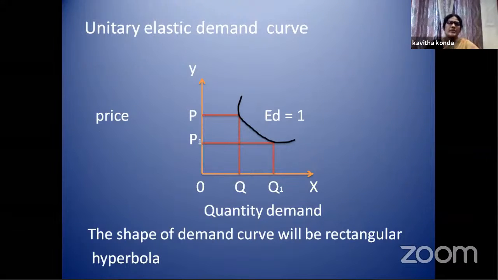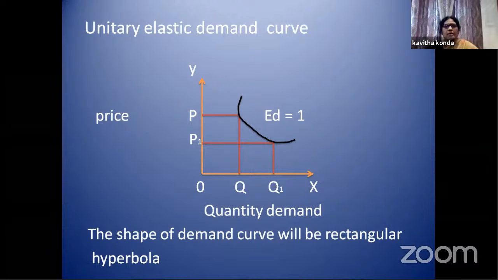We can represent this on the demand curve. It is a rectangular hyperbola, which shows equal changes in price and quantity demanded. On the OX axis is the quantity demanded, and on the OY axis is the price. When there is a decrease in the price from P to P1, the quantity demanded changes at the same rate, from Q to Q1. It means the responsiveness of the quantity demanded to the change in the price is equal to 1.